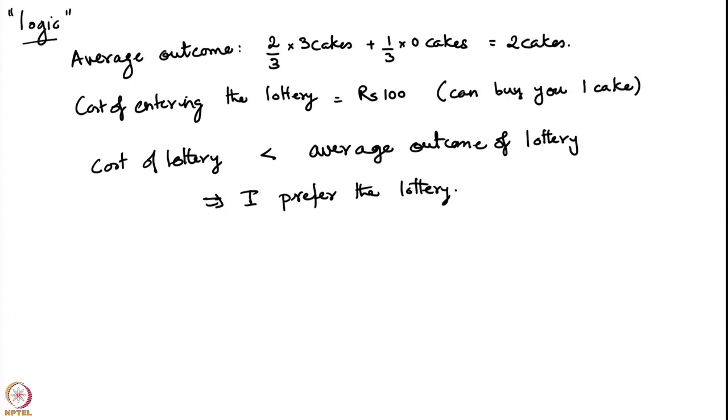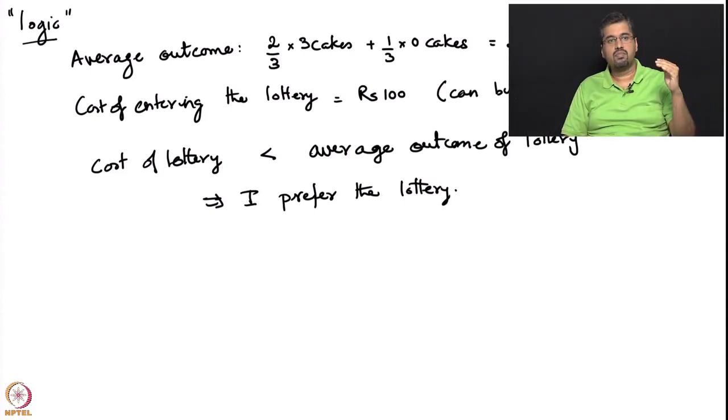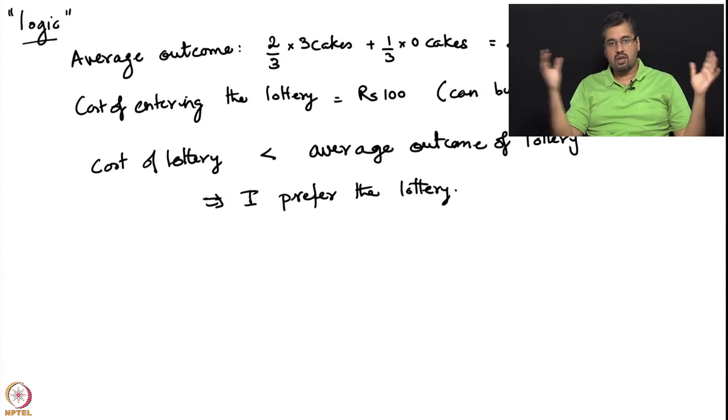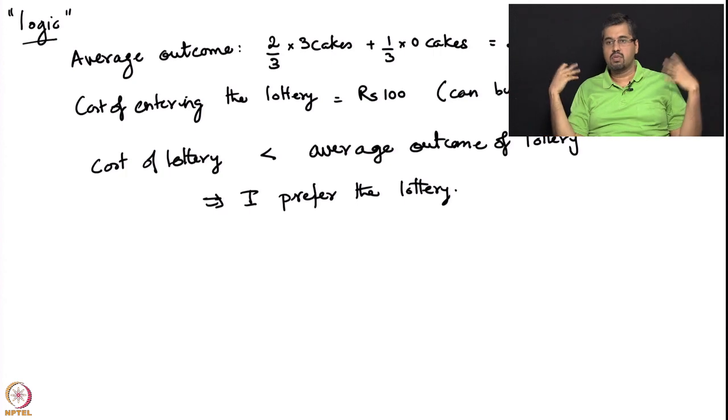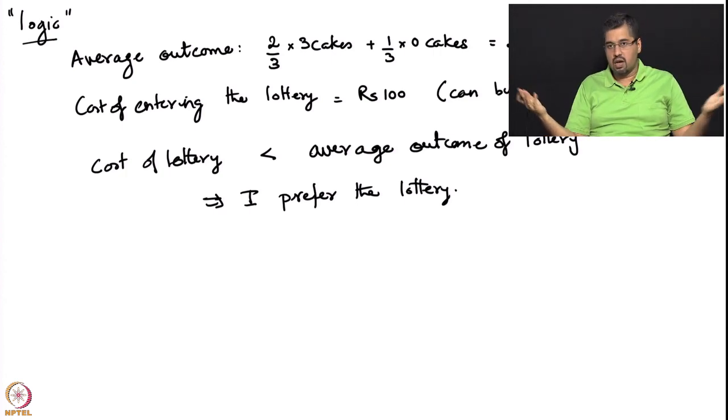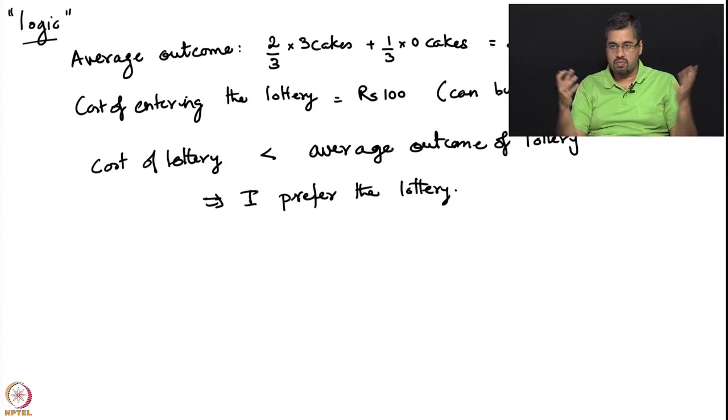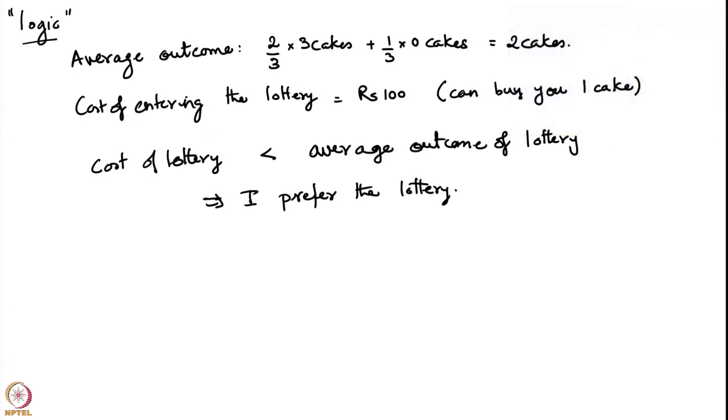What was the train of this logic? It looked at the average outcome, it looked at the cost of entering the lottery, and it compared the two. It said, if the cost of the lottery is less than the average outcome of the lottery, it makes sense to be in the lottery than to not be in it. So that's the logic here.